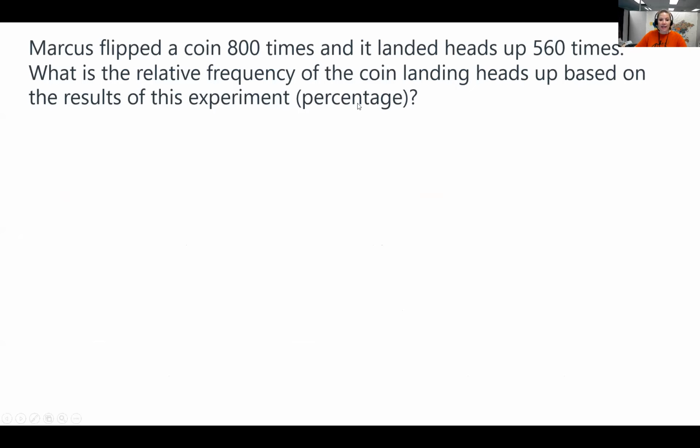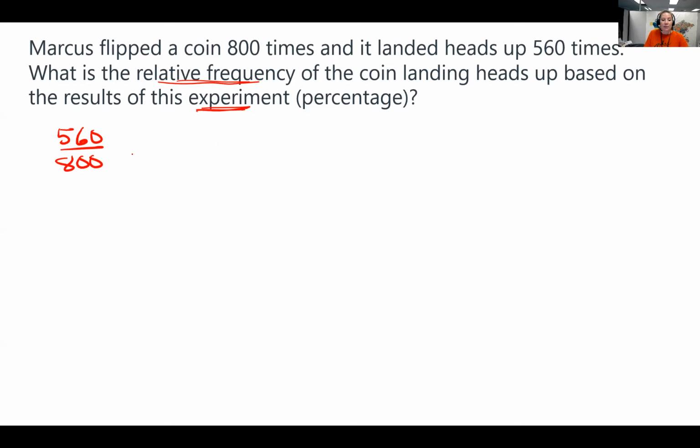Marcus flipped a coin 800 times and it landed heads up 560 times. What is the relative frequency? This is another word for probability of the coin landing heads up based on the results of the experiment. So we're talking about experimental probability. So in his experiment, it landed on heads 560 out of 800 times.